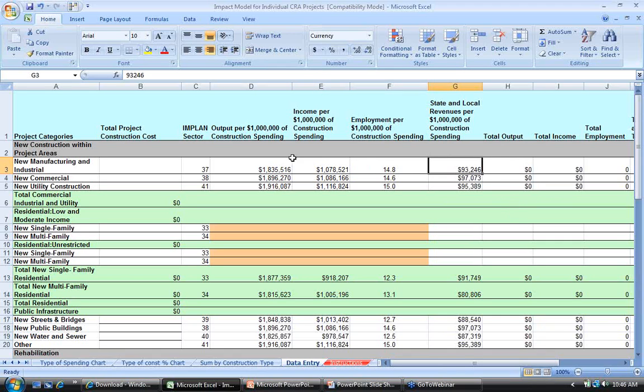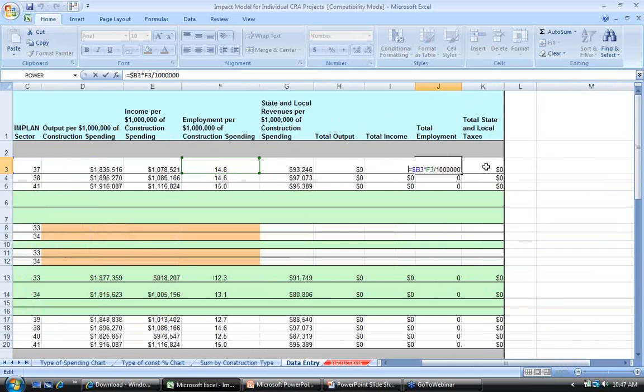So what the model does is it calculates the total output, and if we double-click on this, you'll see it's just the project construction cost for that sector times the amount of output per $1 million of construction spending, and then of course divided by 1 million to get it in total. And so that's done for output, income, employment, and state and local revenues.